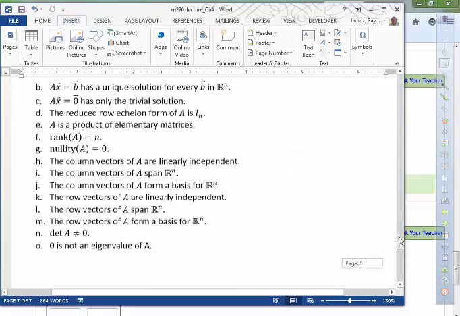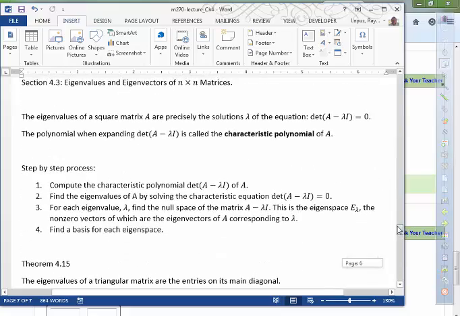Well, I don't have any examples here. Do I have a book?